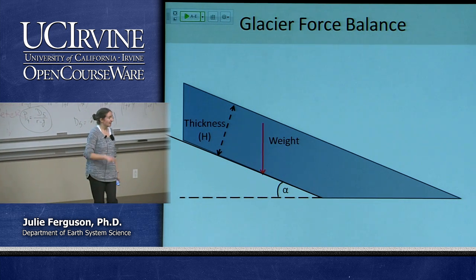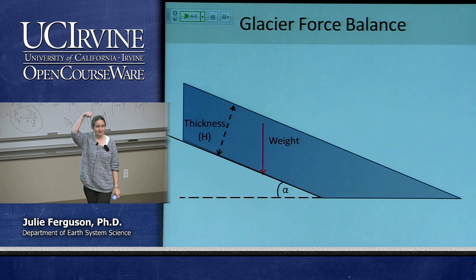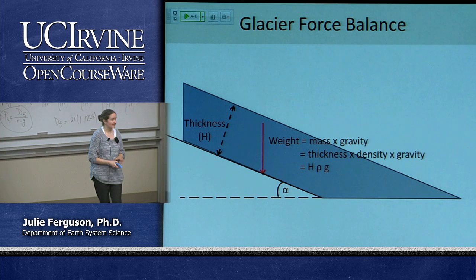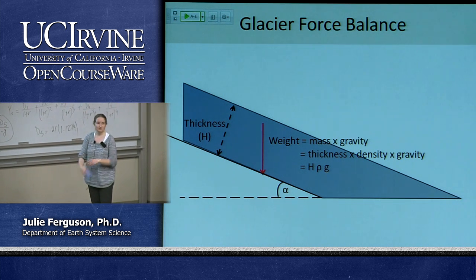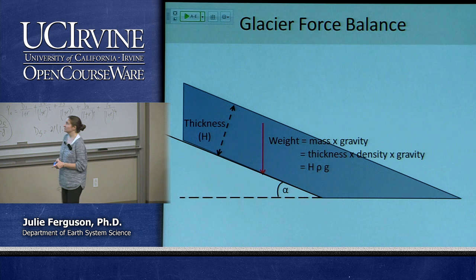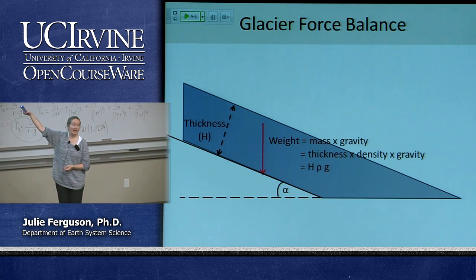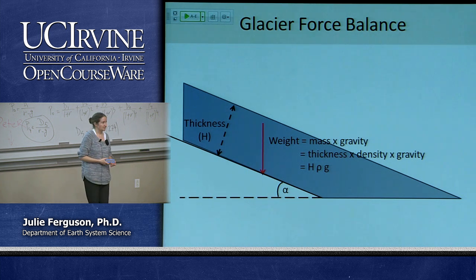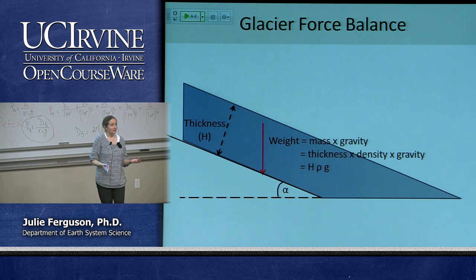So here's my weight, and it's acting straight down with gravity. That's equal to mass times gravity, and my mass, which we can't necessarily go and measure, is related to the thickness, which is my h. See my h on there shows the thickness of that ice, times the density times gravity. Is everyone fine about this part of it? Yes? Okay.